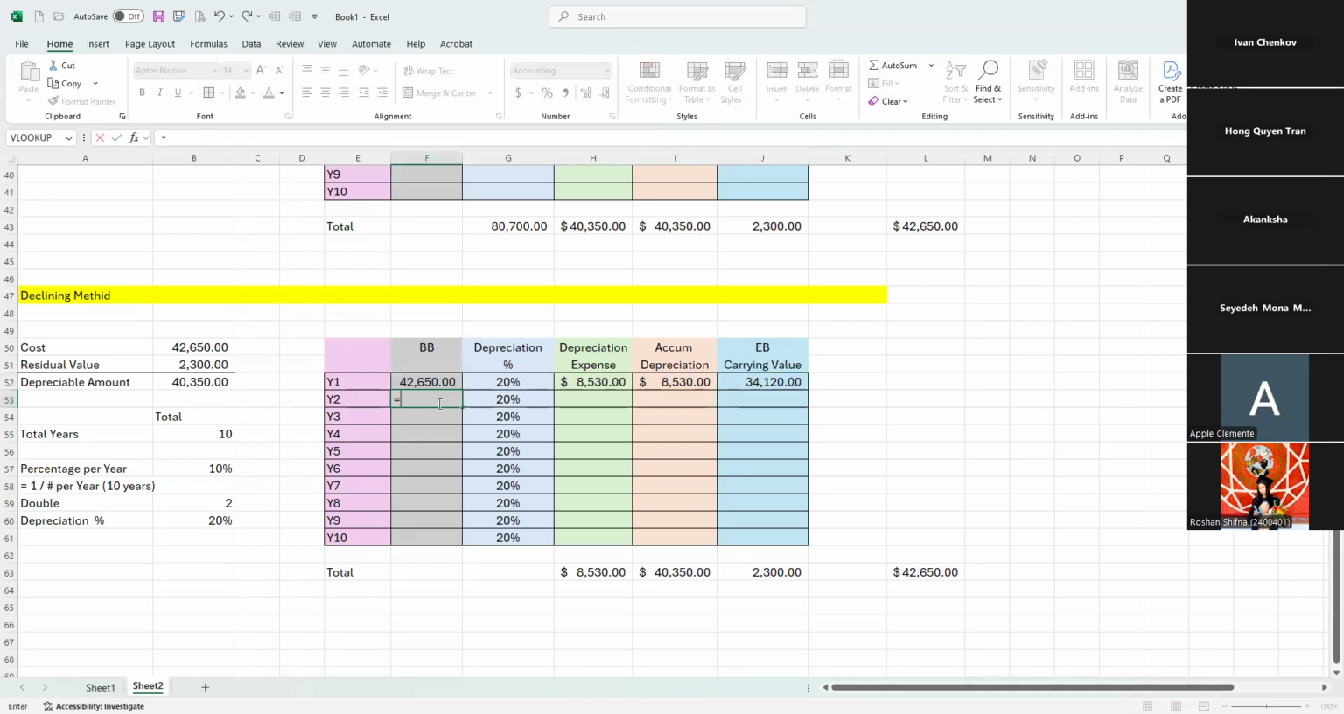Next year, beginning balance is my ending balance. Again, I'm calculating based on the 20%. Now my accumulated depreciation will be the first year plus the second year. And then the carrying value equals the beginning balance minus depreciation expense for the year. Now I can drag down the formulas and see what's going to happen.